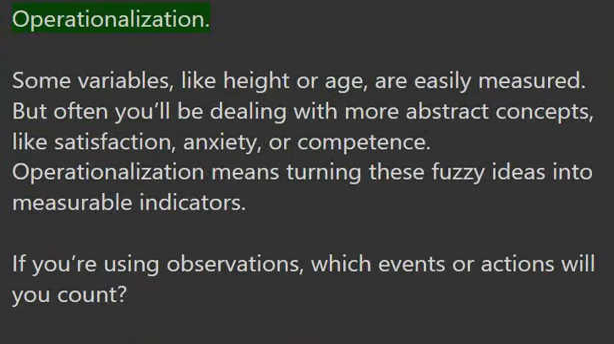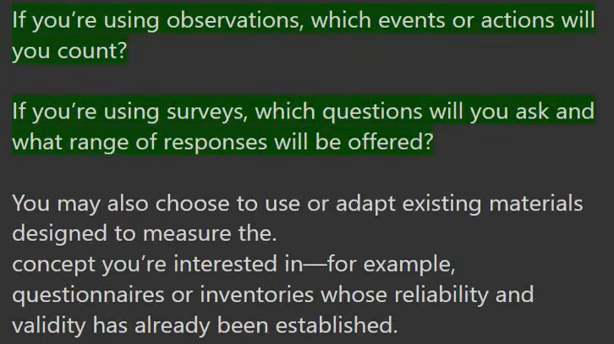Operationalization. Some variables, like height or age, are easily measured. But often you'll be dealing with more abstract concepts, like satisfaction, anxiety, or competence. Operationalization means turning these fuzzy ideas into measurable indicators. If you are using observations, which events or actions will you count? If you are using surveys, which questions will you ask and what range of responses will be offered?